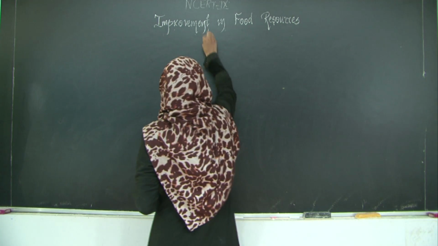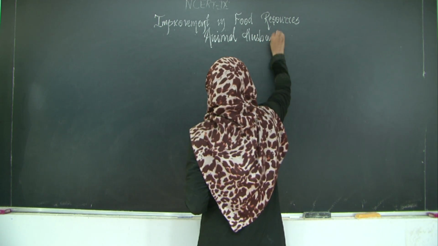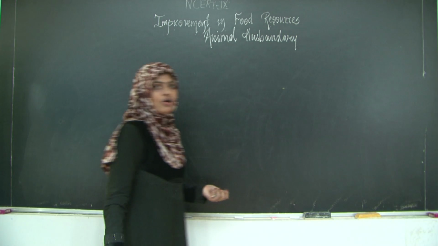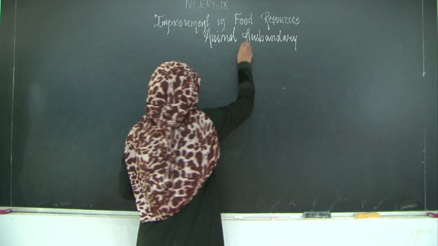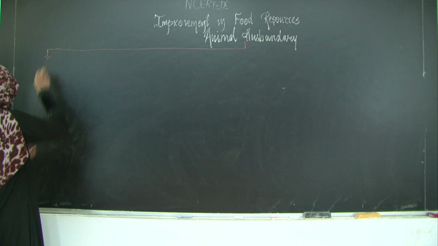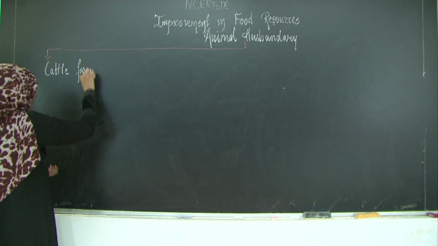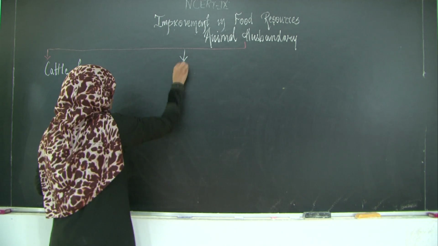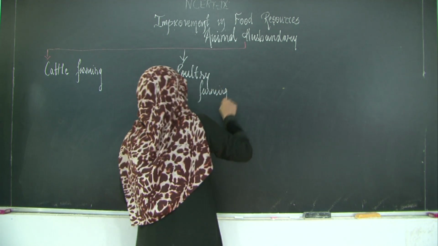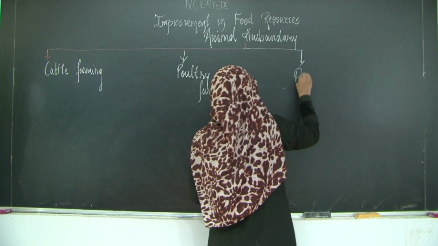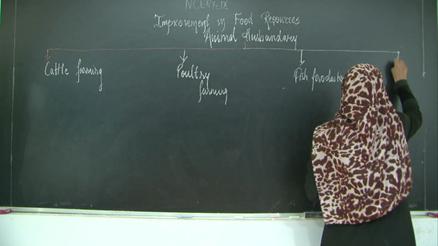Okay. So, animal husbandry, or improvement of food from animals. What is animal husbandry? Rearing of animals as livestock, for breeding, for food, for shelter, for disease control, all these things are taken care of in animal husbandry. Okay. The first one, cattle farming. The next one, poultry farming. Then we have fish production or fish farming. And the last one we have is beekeeping.